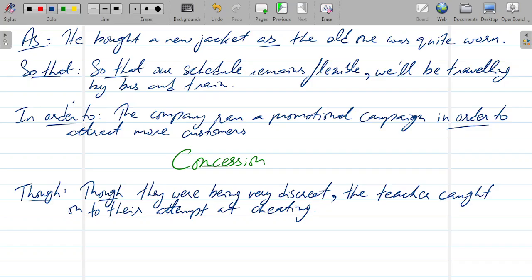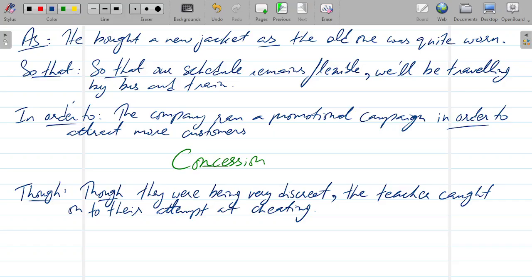Again, I can change this to: they were being very discreet, but the teacher caught on to their attempt at cheating. So I can change that to a compound sentence as well. I can say, the teacher caught on to their attempt at cheating, though they were being very discreet. I can move that about. So all the things you've talked about, right? Many of those are applicable.